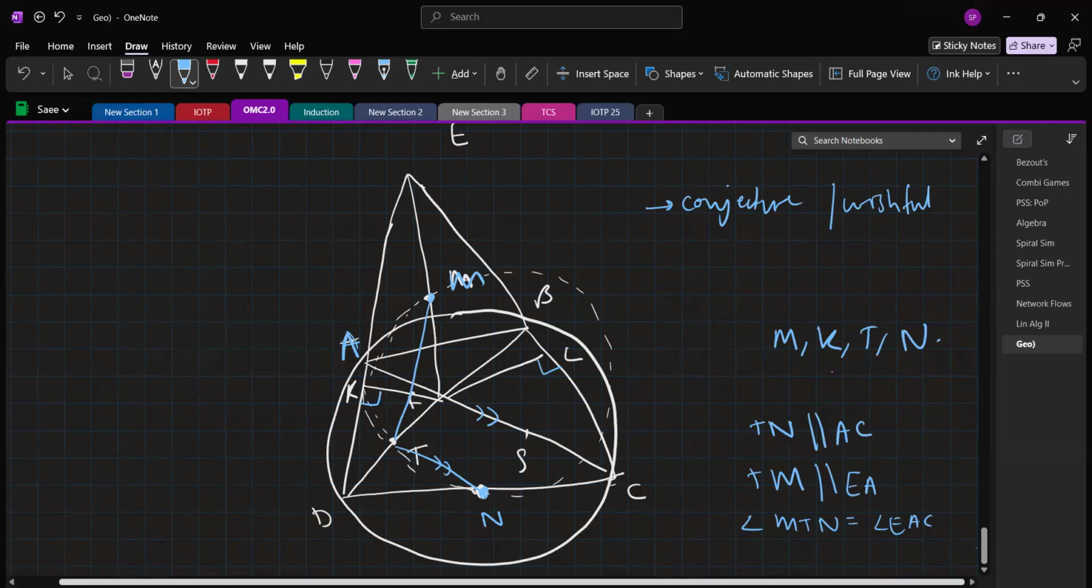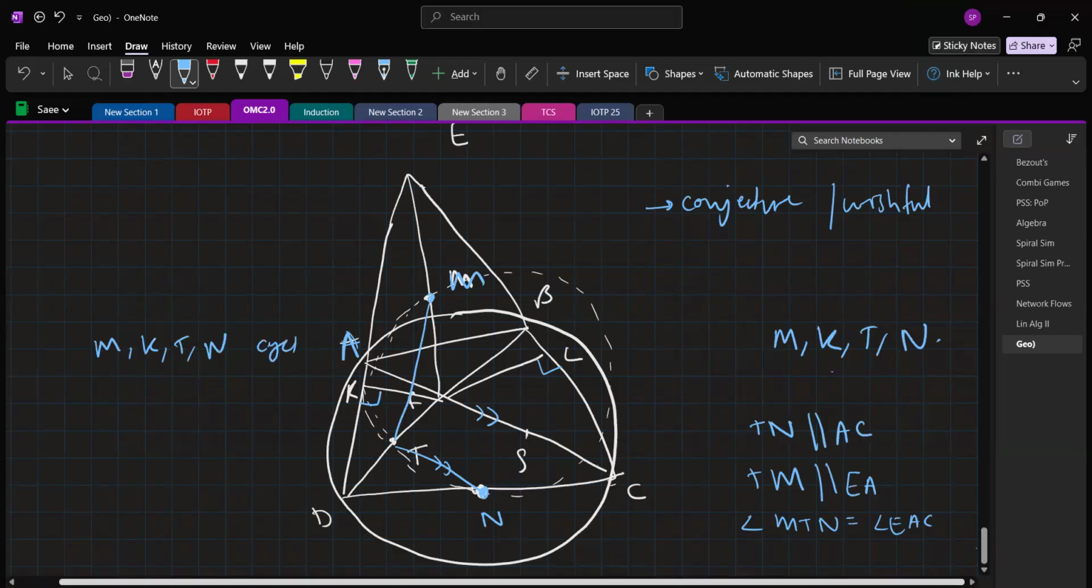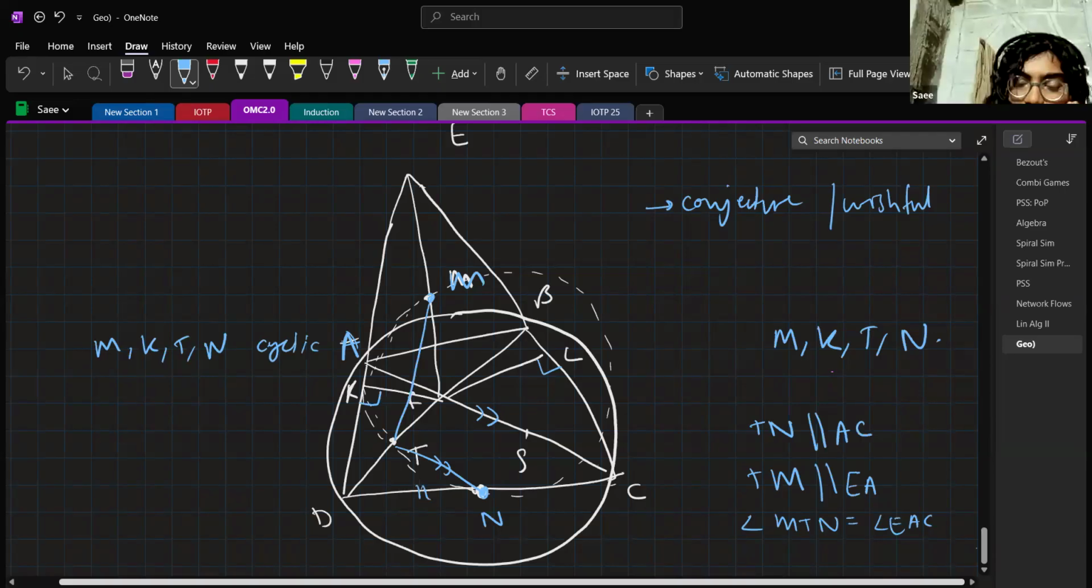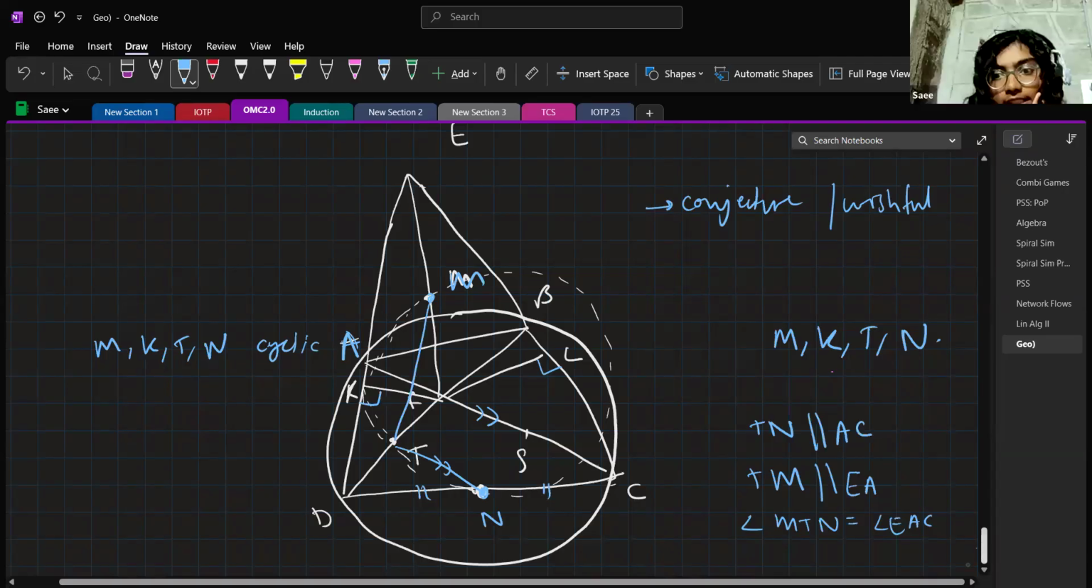What do we have to prove here? We are hoping to show that MKTN is cyclic. And N is defined as the midpoint of CD. Can you make us understand the question first? Yes.